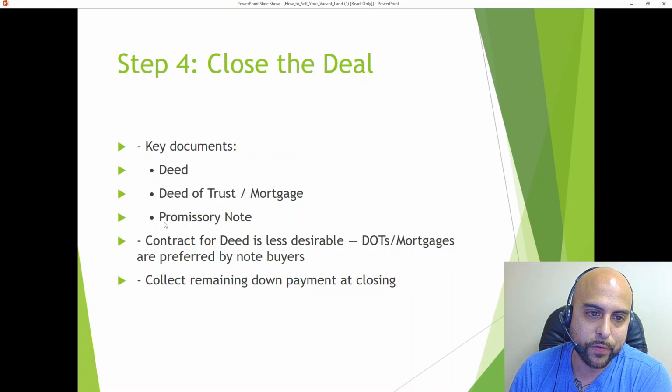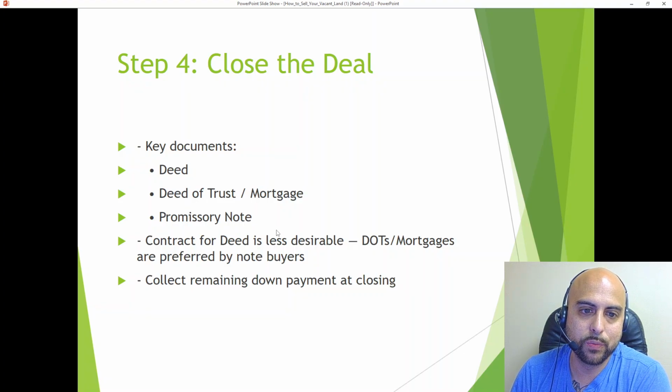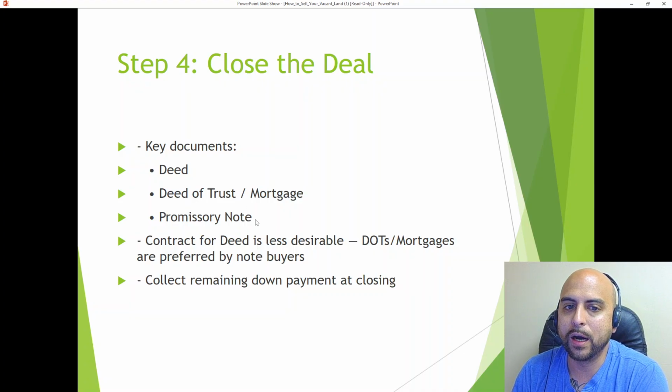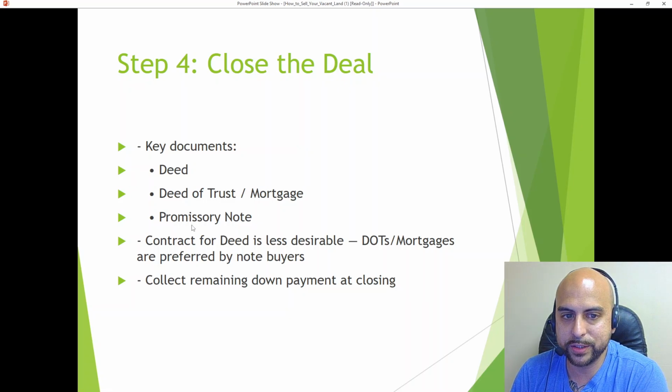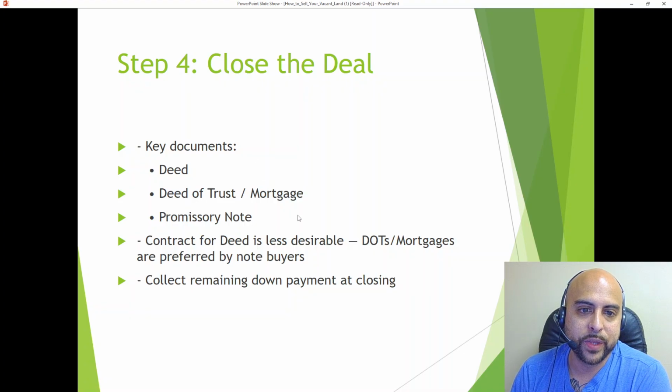And then finally, the promissory note. This is a promise to pay from your buyer. They sign it. Now, I've seen them not get notarized, but you can also notarize these. These do not get recorded, so the note doesn't get recorded, but your deed and your deed of trust or mortgage will be recorded with the county, right? So these are your 3 key documents that you want to make sure are drafted correctly.